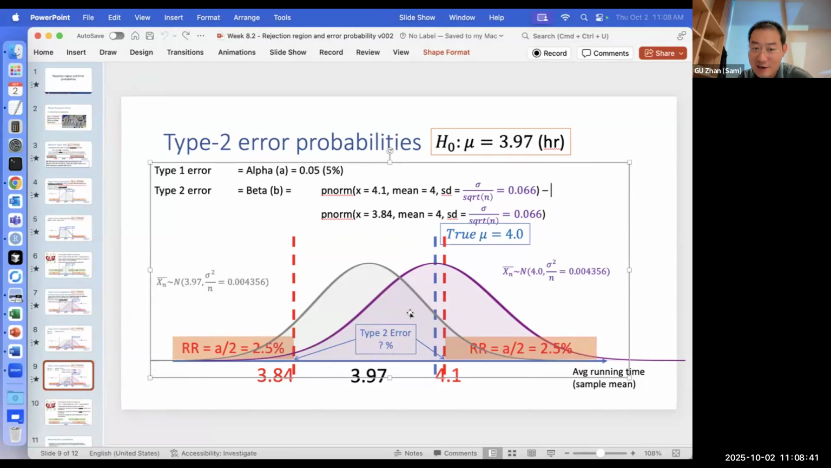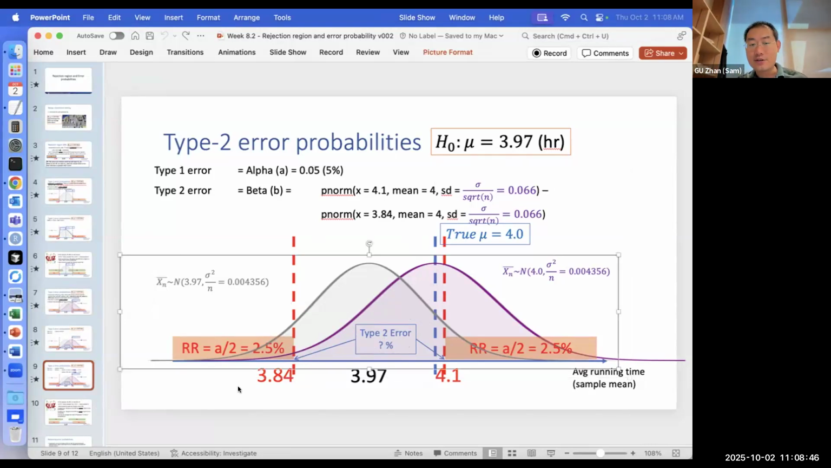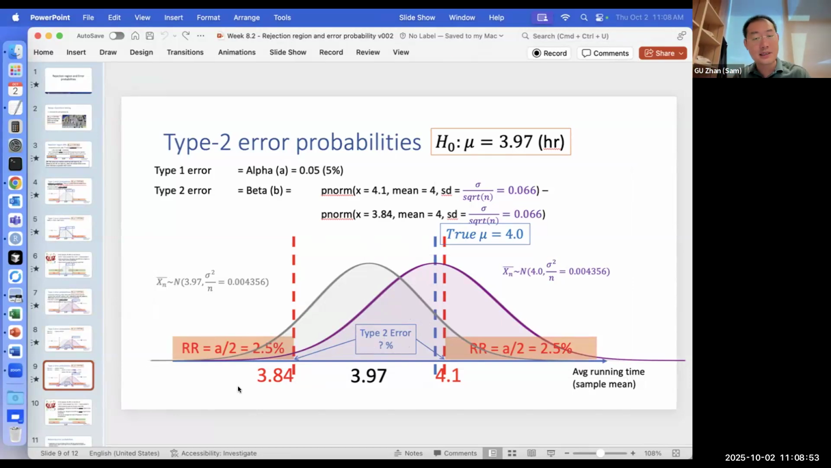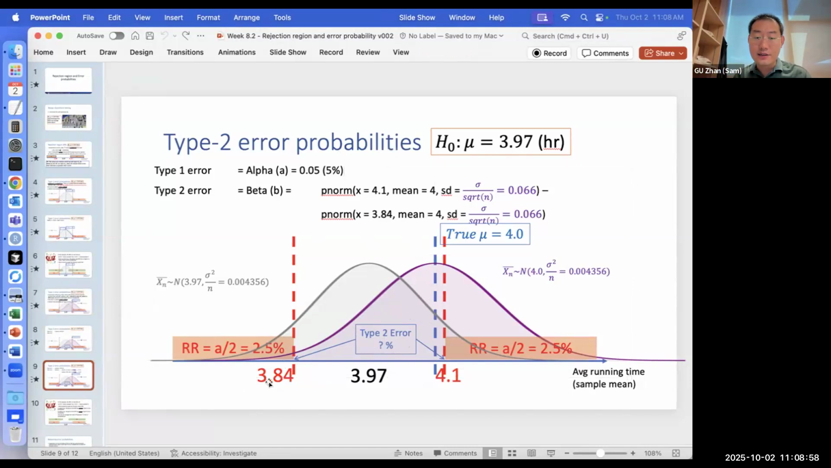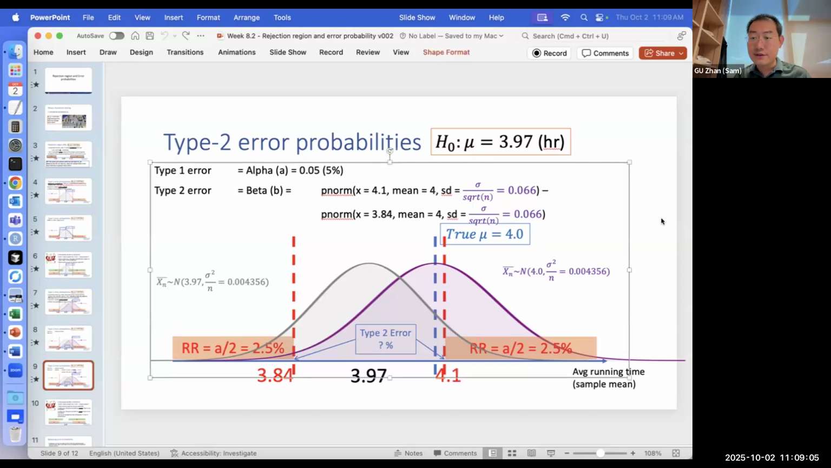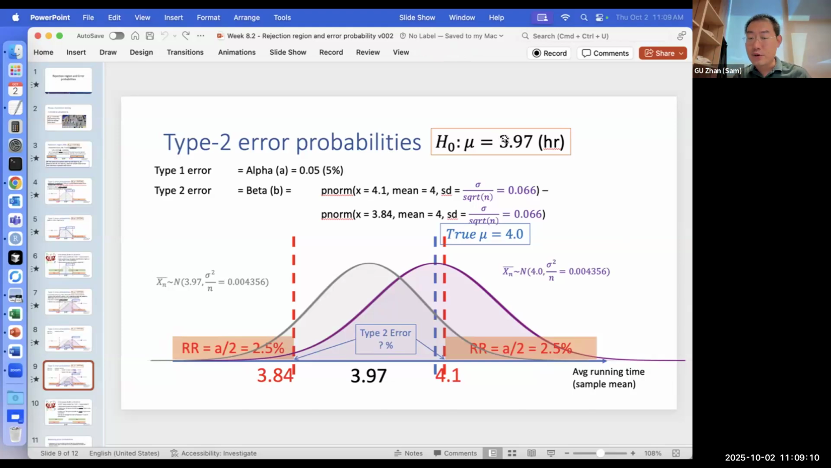Take a while to digest it. First, we need to define an alpha. Alpha determines the confidence interval and the rejection region that we define first. It can be 5%, 1%, or any arbitrary significance level. Then we find the critical value. Based on this critical value and the true mean of the actual marathon, which is 4 hours, different from 3.97, we can calculate the area under the curve here. That's your type 2 error.